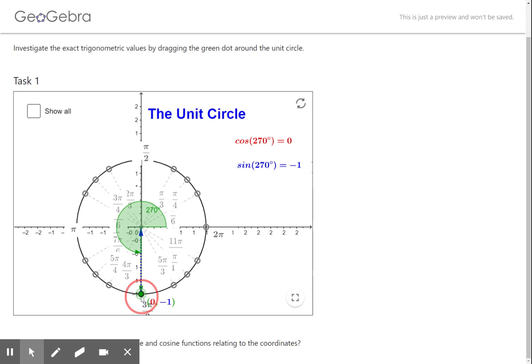270 degrees, and 270 degrees has a similar situation as 90 degrees, except this time the coordinate for the y is -1, so that is the value for the sine, and the cosine is 0, which means that when I divide -1 by 0, the tangent is undefined. So the tangent for 90 degrees and 270 degrees have opposite signs. Actually, sorry, no, they're both undefined. The sine value has opposite signs, and the cosine is 0 for both.